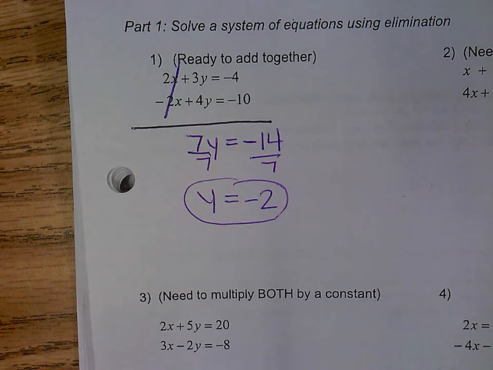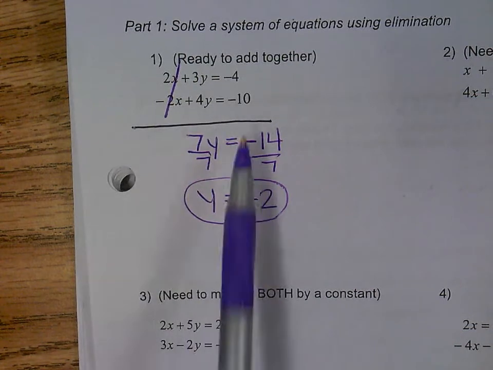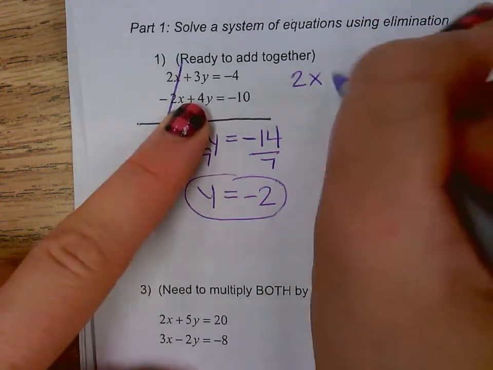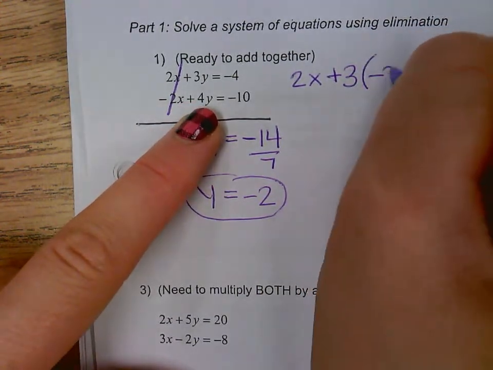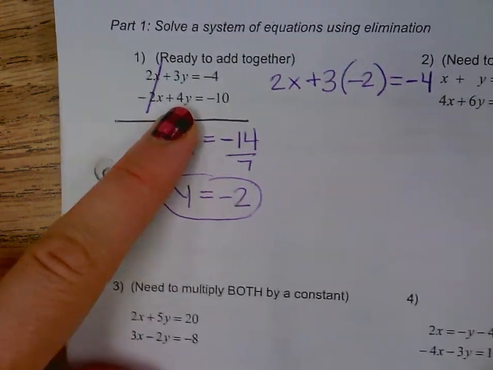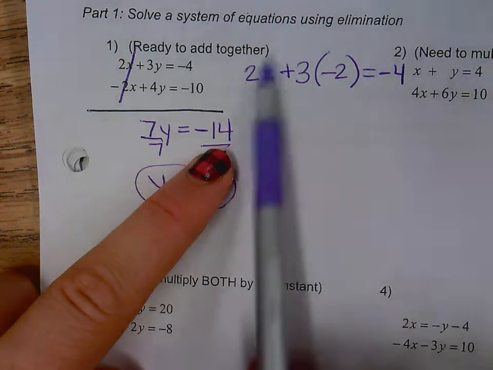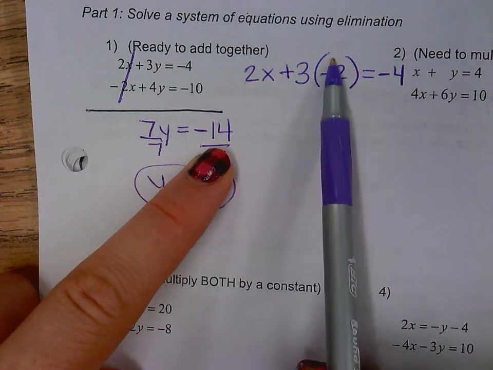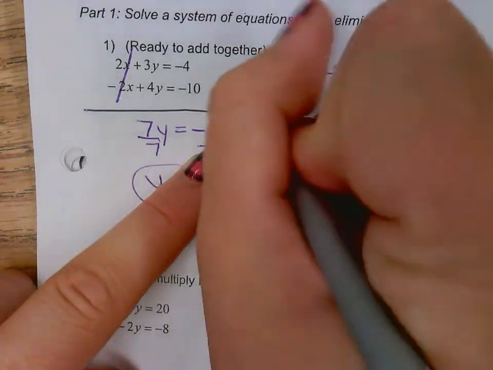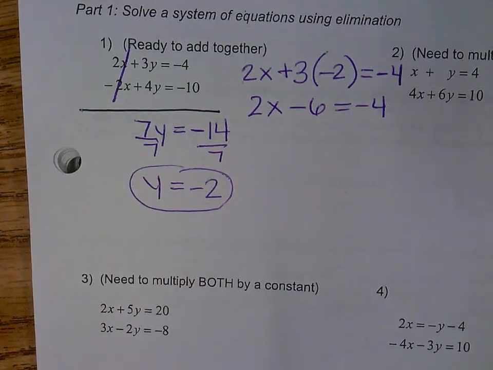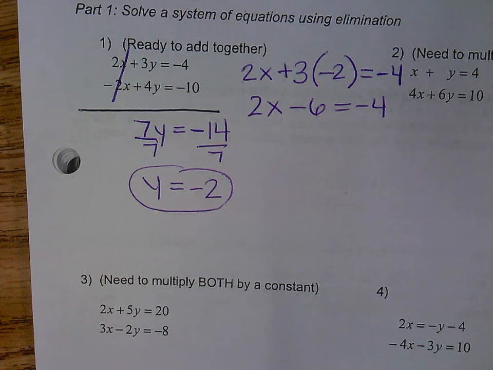So now I need to take that negative 2, plug it into either the top equation or the bottom equation and solve for x. So I'm just going to pick the top equation. I would have 2x plus 3 times negative 2 equals negative 4. So now I need to take that purple equation up here and solve for x. 2x plus, this would be negative 6 equals negative 4. So see if you can add the 6, divide by 2, and solve for x.